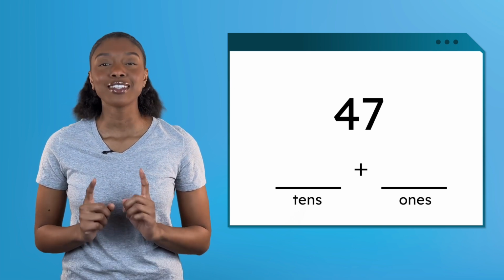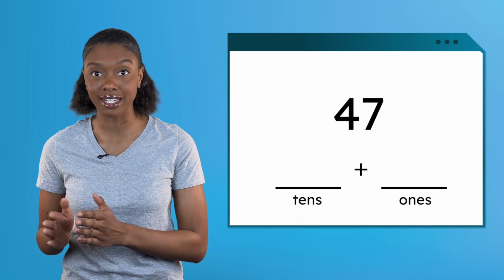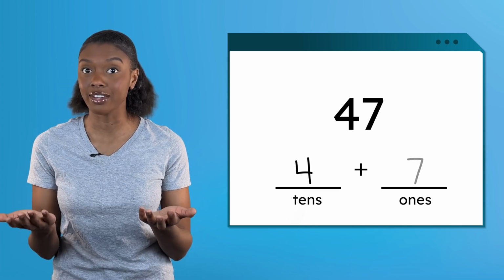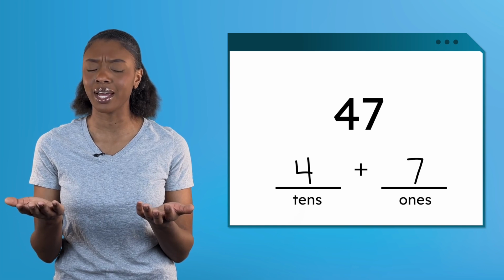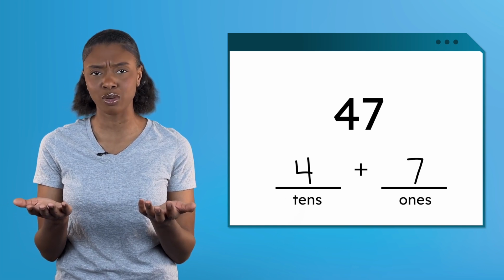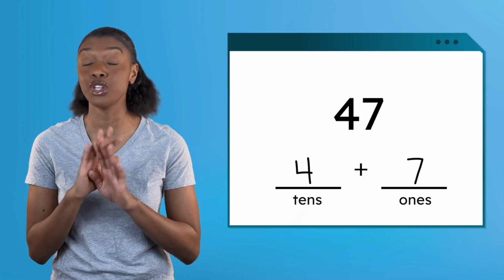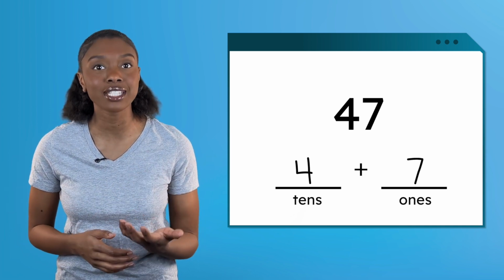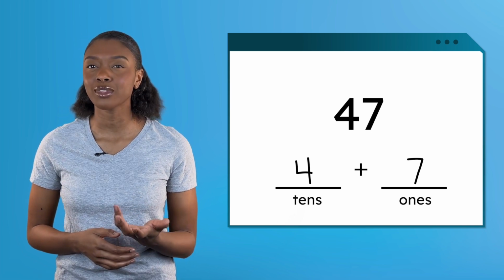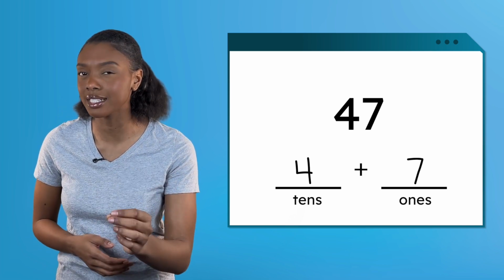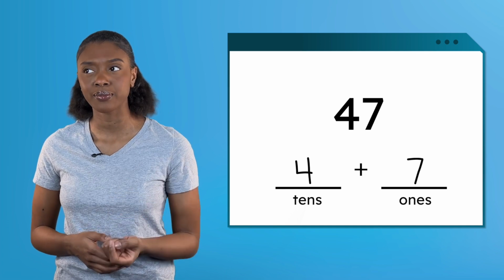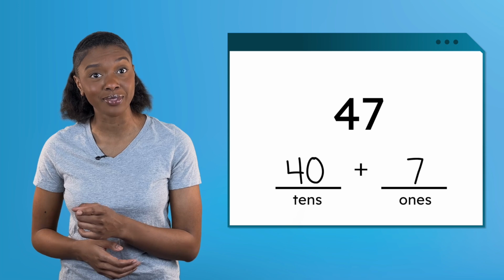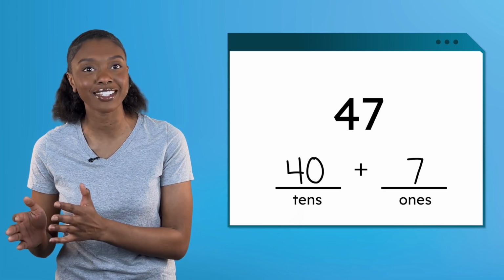For example, to represent the number 47 in expanded form, you might take the 4 from the tens place and the 7 from the ones place. But wait, does 4 plus 7 equal 47? No, it equals 11. The number 47 has 4 tens. So think. What number are those 4 tens representing? 40. 47 in expanded form is 40 plus 7.